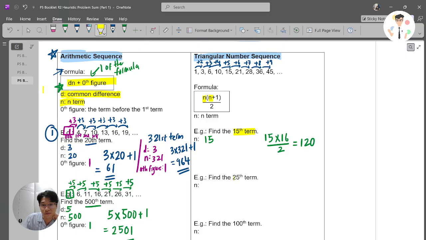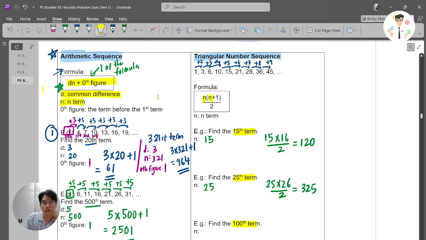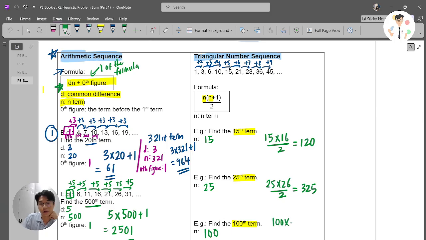How about this second example here? I have the 25th term. My n is 25. So that means 25 times 26 divided by 2, and that's equal to 325. How about the 100th term? The 100th term means n is 100. So there will be 100 times 101 divided by 2, and the answer is 5050.